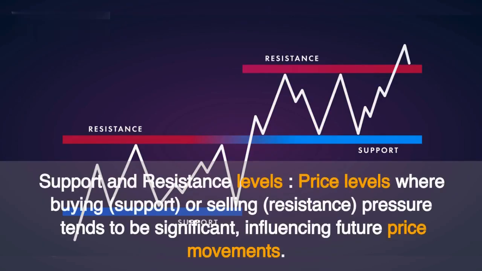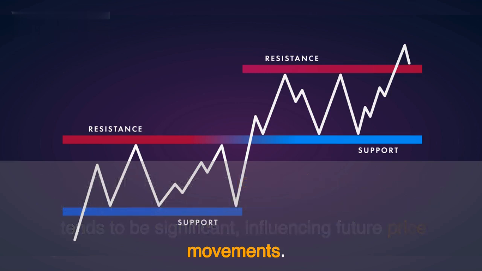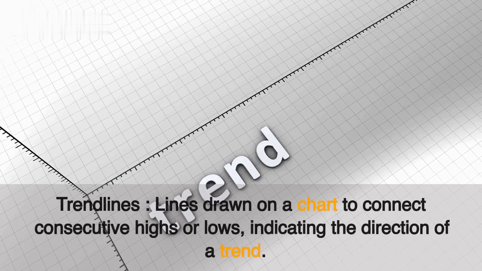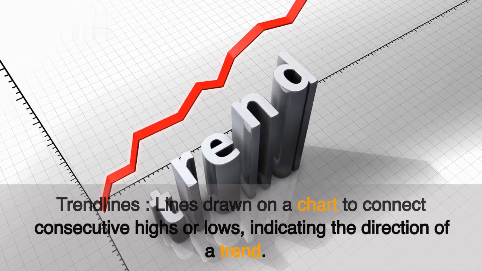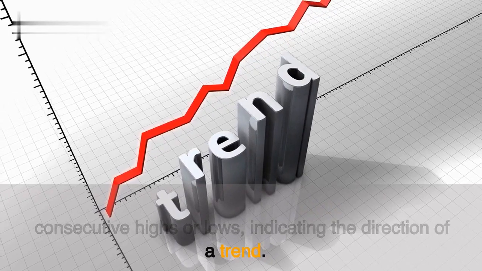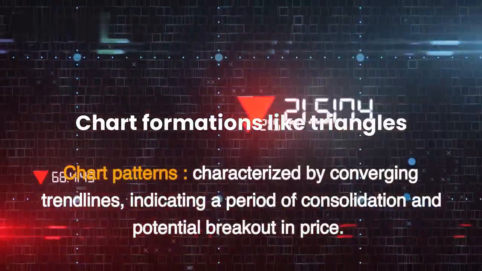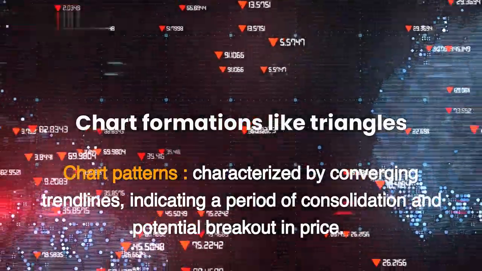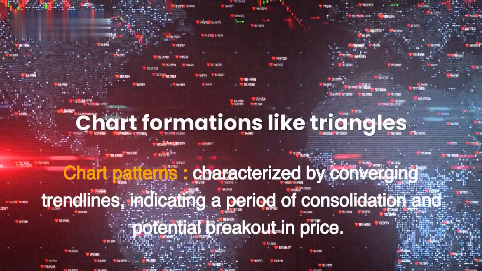Support and resistance levels. Price levels where buying, support, or selling, resistance, pressure tends to be significant, influencing future price movements. Trend lines. Lines drawn on a chart to connect consecutive highs or lows, indicating the direction of a trend. Chart patterns, characterized by converging trend lines, indicating a period of consolidation and potential breakout in price.